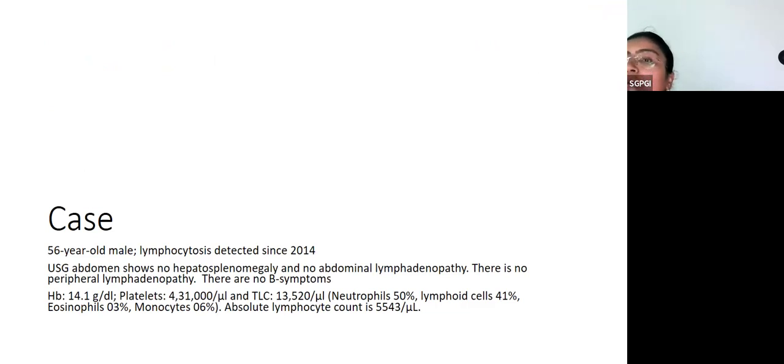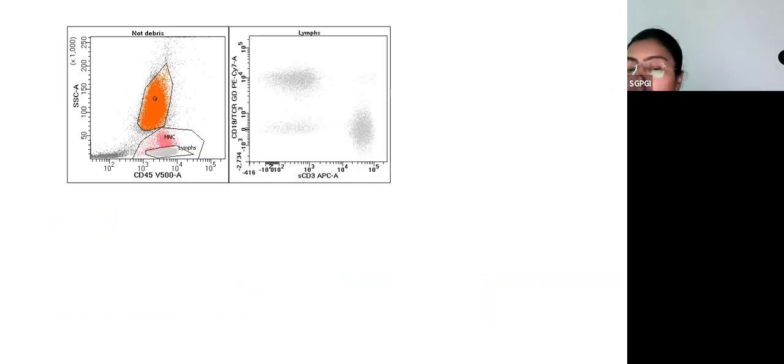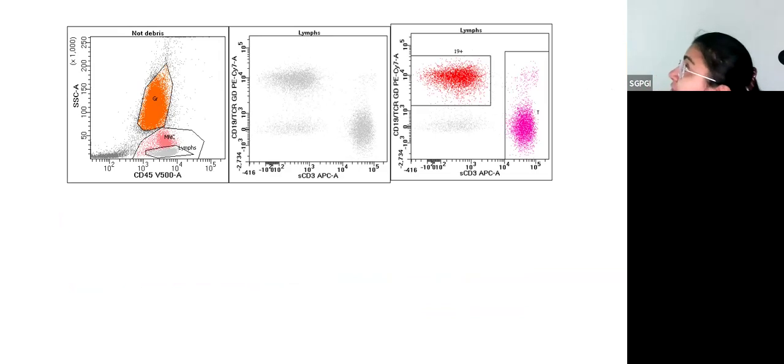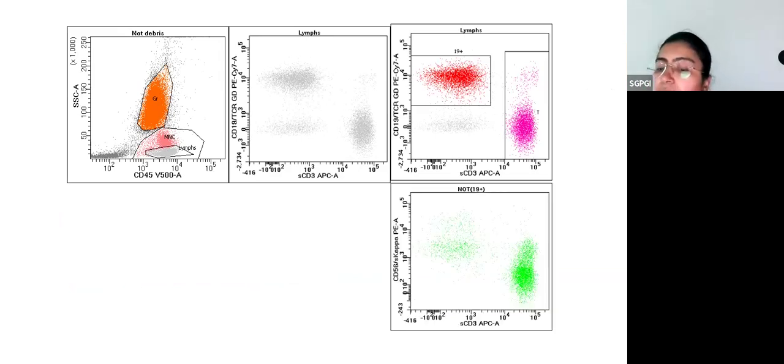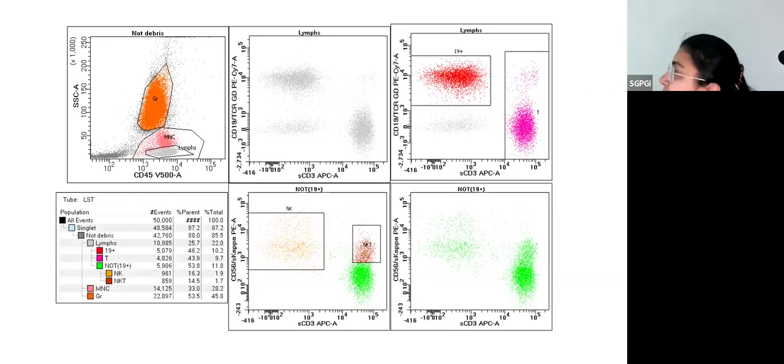Now I'll show you 2 more cases and then we are done with B-cell clonality. So we have a 56-year-old male who had incidentally detected lymphocytosis, no symptoms, no organomegaly, no lymphadenopathy, no B symptoms. If you look at this, he basically has leukocytosis and absolute lymphocyte count is 5,543. So we ran the plots. Basic plots, CD19 positive cells are all gated here. And the T and NK T cells were gated.